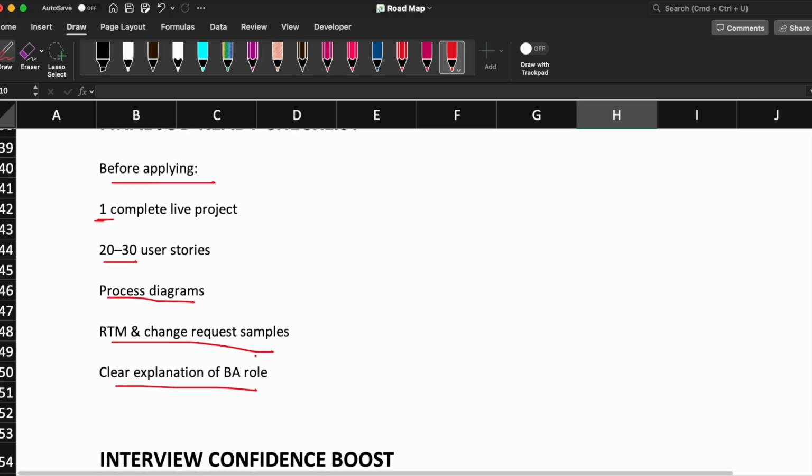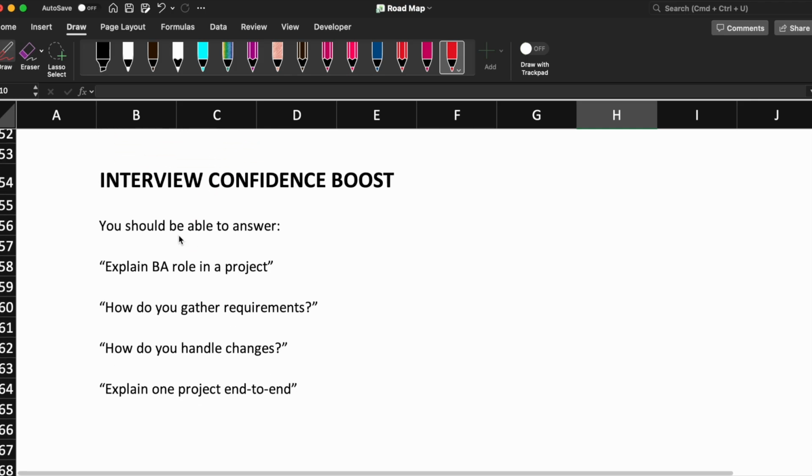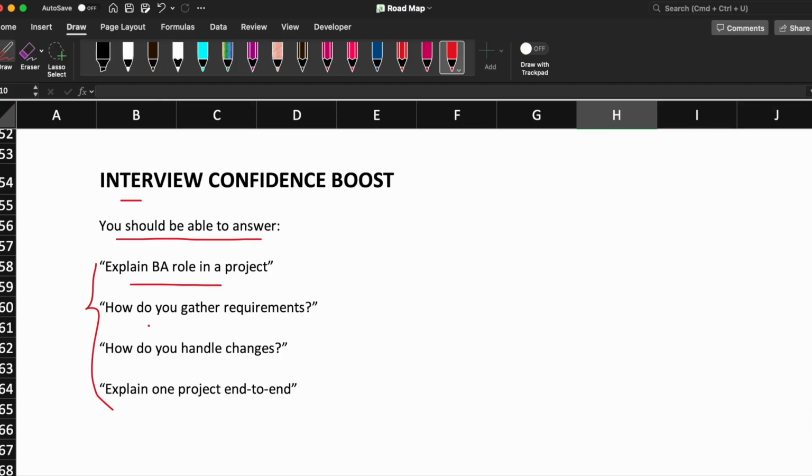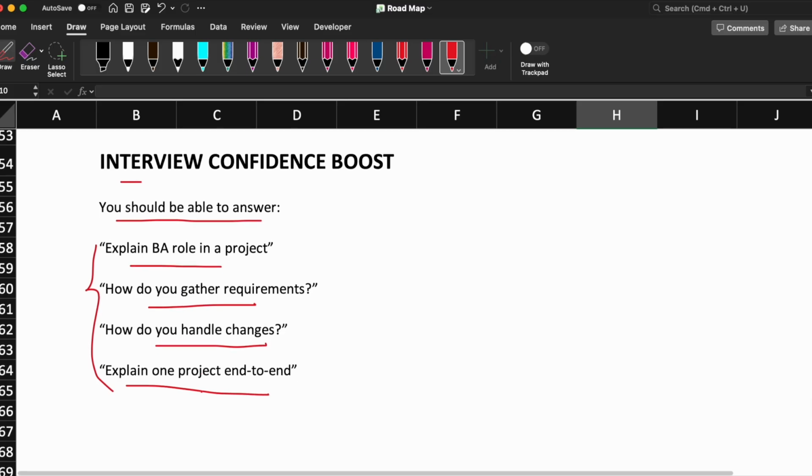Okay. So, interview confidence boost. You should be able to answer the below questions before you apply for any job. Explain the BA role in a project. How do you gather requirements? How do you handle changes? Explain one project end to end. If you are able to answer these 4 questions, you are a job ready candidate.